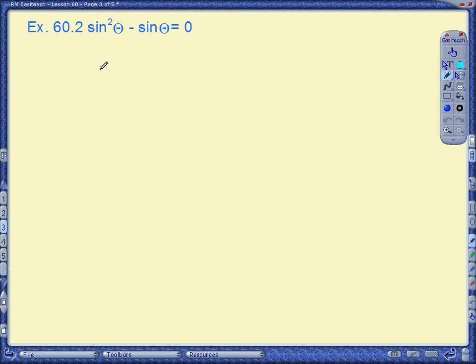Okay, here's a trig equation, just like the one we did at the beginning where we had x squared plus x equals 0. We have a common factor. The common factor is sine theta. We take a sine theta out, and it leaves 2 sine theta minus 1.